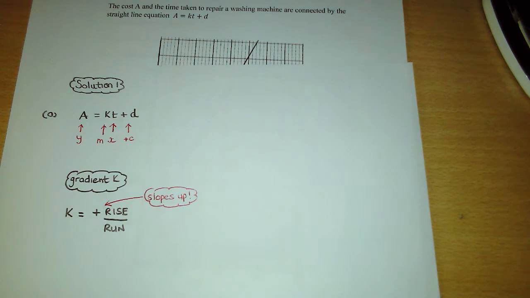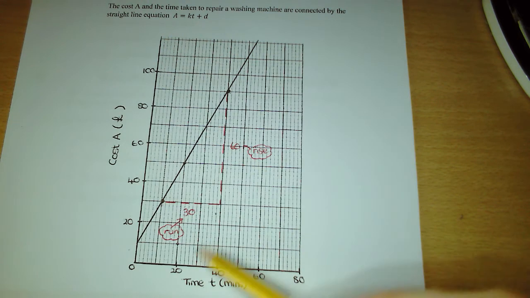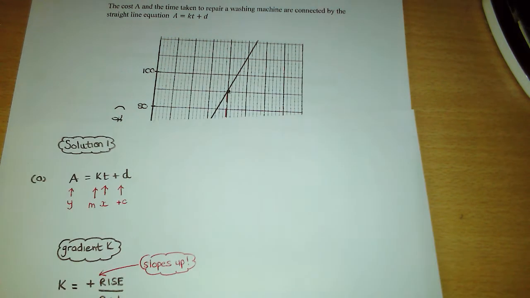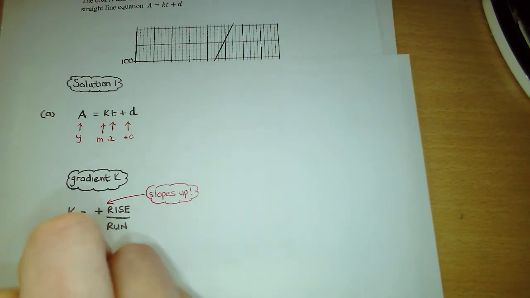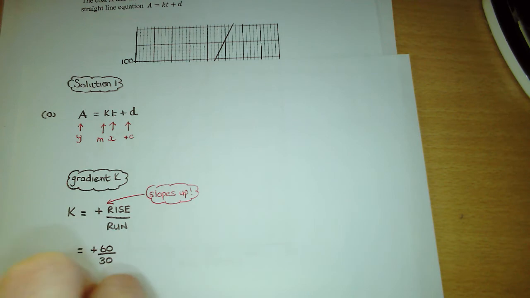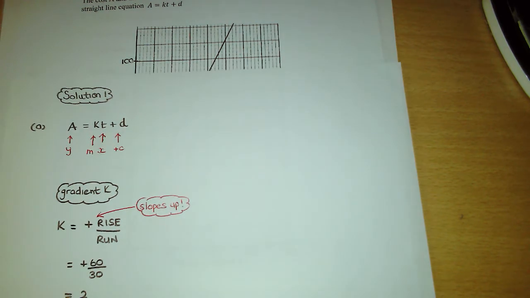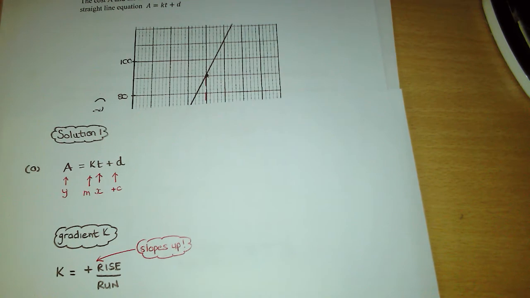And then chuck in the rise and the run. So we're chucking in the rise 60 and the run 30. So plus 60 over 30, and that's going to give us 2. So the gradient is 2. Now we've got to work out the y-intercept.